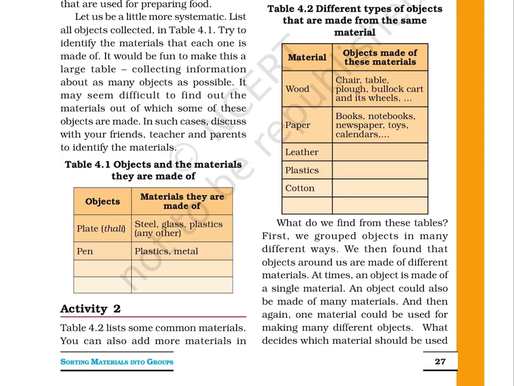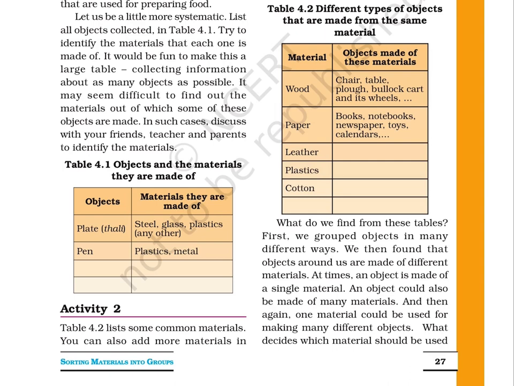Third is leather. It is left for you. Fourth is plastics, which is also left for you. Fifth is cotton, left for you. Complete this table. What do we find from these tables?